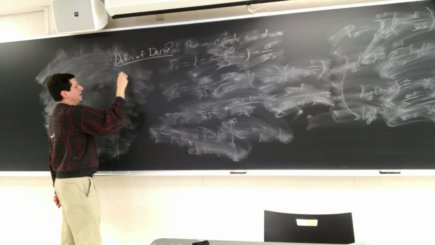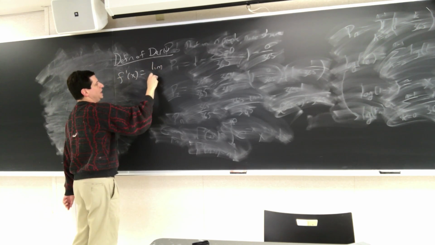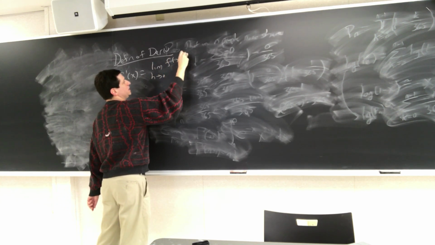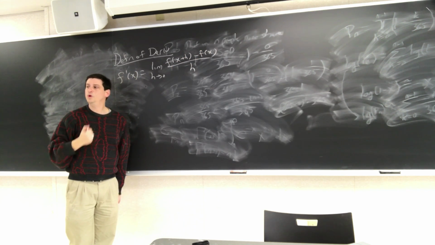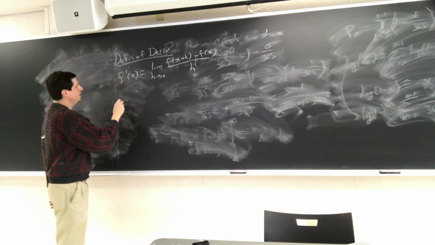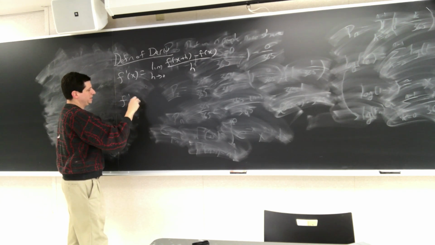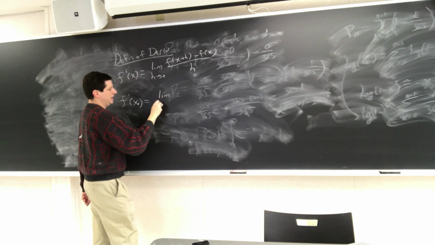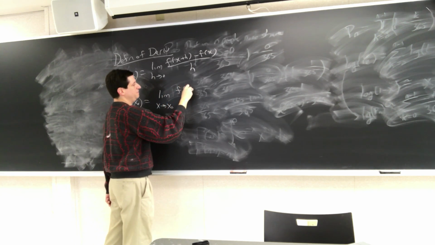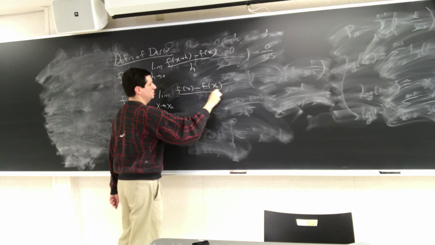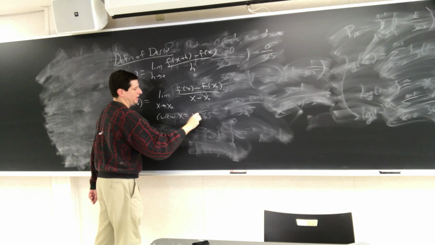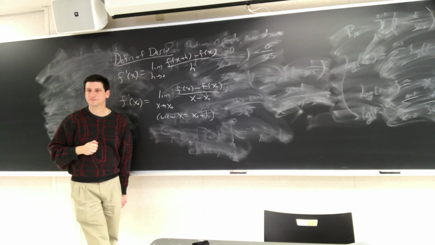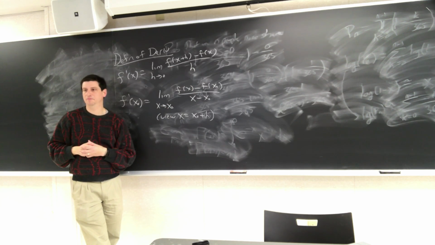You are used to the following. f prime of x is the limit as h tends to 0 of f of x plus h minus f of x, over h. That's one way to define the derivative. Another way is f prime at x naught is the limit as x approaches x naught of f of x minus f of x naught, over x minus x naught. Just view x as x naught plus h. So if I write my derivative like this, it's really the same.